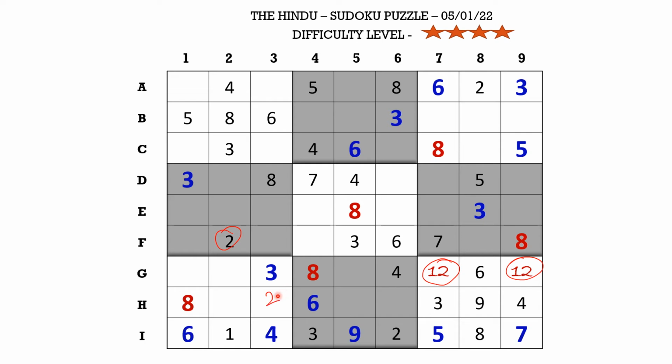Now this 2 blocks these 2 cells in the first block, and this 2 blocks. There is a 2 here in A row, which blocks top 2 cells. So this cell, that is C1, takes 2.